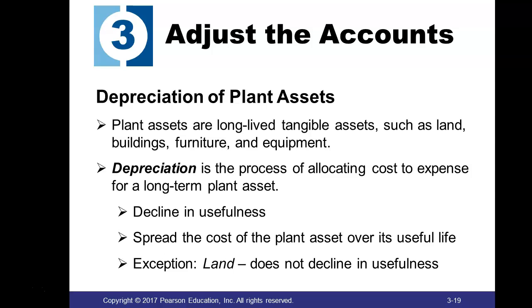So we want to show our costs being spread over its useful life, and we want to make certain that assets that decline in usefulness are allocated or depreciated. Land does not depreciate because land has an indefinite lifespan, and its usefulness will not decline unless we have some kind of natural disaster.